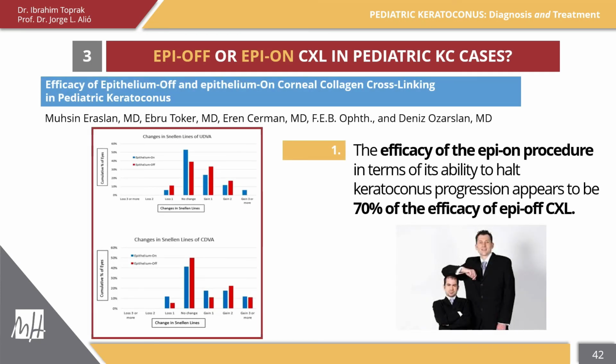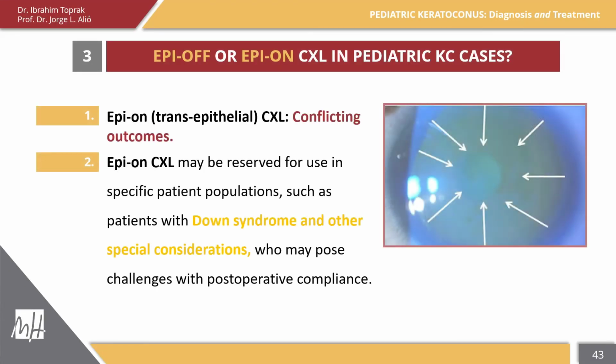On the contrary, Eraslan and colleagues showed that the efficacy of the epi-on procedure is nearly 70% of the efficacy of the epi-off cross-linking procedure in pediatric cases. So, epi-on or epi-off cross-linking in pediatric keratoconus? Epi-on cross-linking has conflicting outcomes. So, epi-on cross-linking may be reserved for use in specific patient populations such as Down syndrome and other special situations.